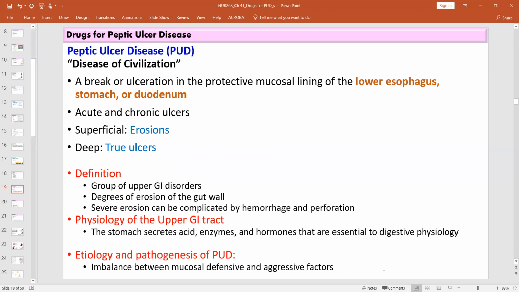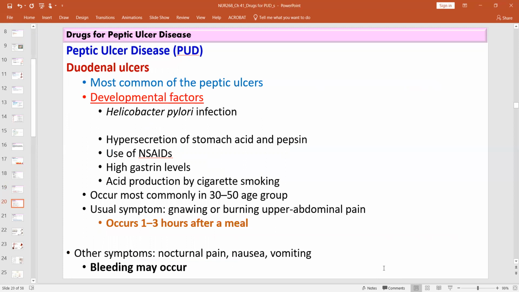So when there are erosions, they are superficial, and when there are true ulcers, they deeply affect the GI tract. Duodenal ulcers, developmental factors, include H. pylori, toxins, and enzymes that promote inflammation and ulceration.